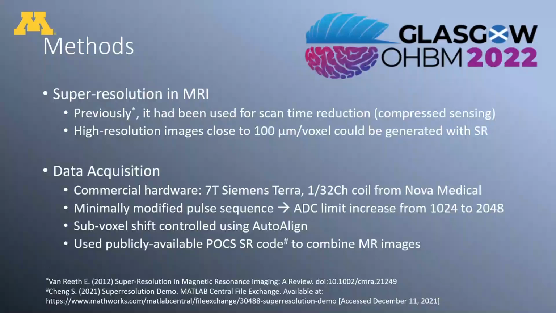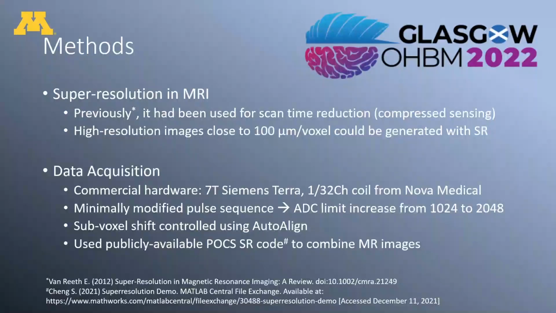For this proof of concept study, I acquired some data at 7 Tesla, and I tried to use commercial hardware. I used the 7 Tesla Siemens commercial scanner with the commercial single transmit coil from Nova Medical. I tried to stick with whatever Siemens provided, but I had to modify the sequence a little bit to increase the limit because it's physically limited to 1024, and you could unlock to 2048, but then there are a lot of restrictions, so it's difficult to push all that. Otherwise, it's a standard sequence from Siemens.